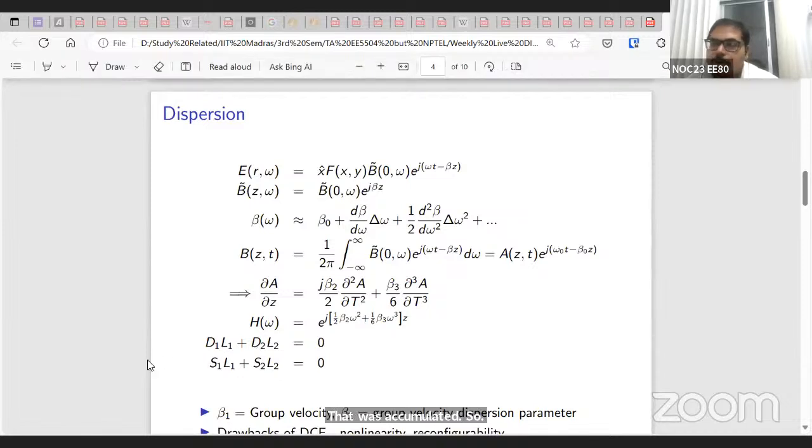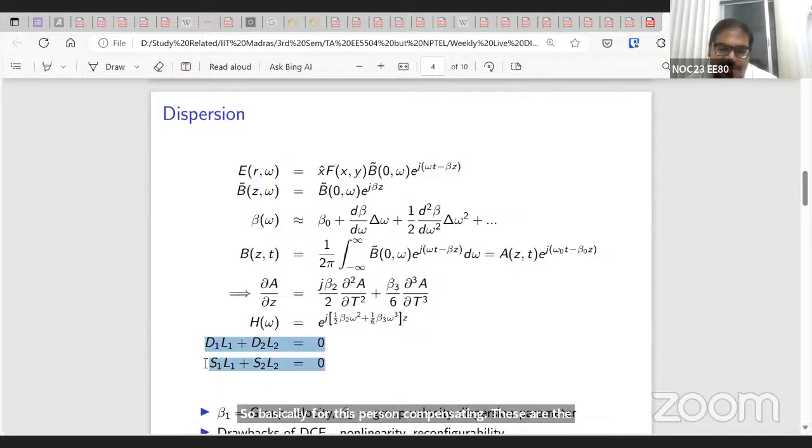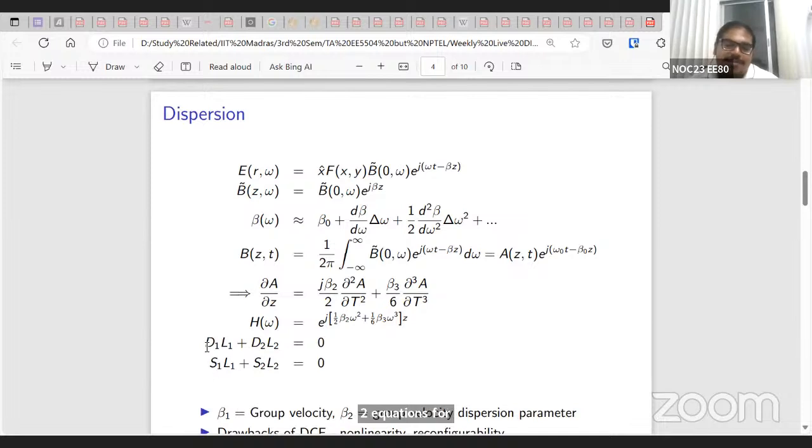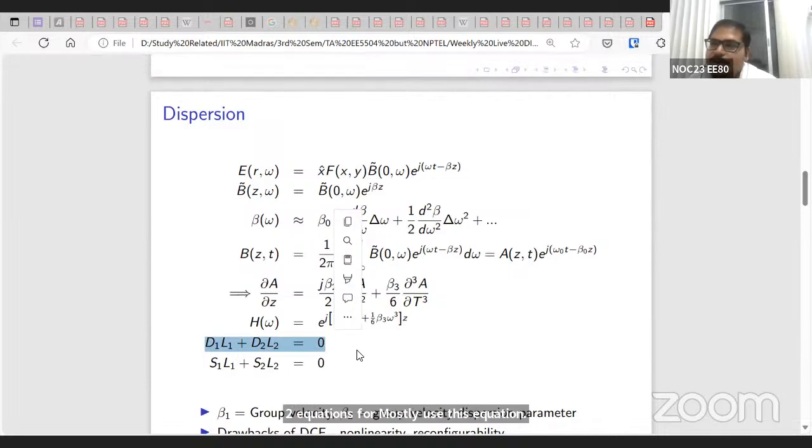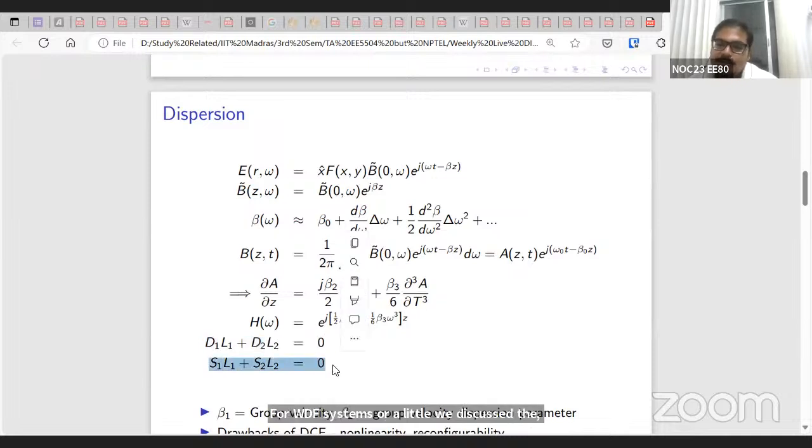Basically for dispersion compensating fiber, these are the two equations. For narrowband systems, we mostly use this equation. For WDM systems or a little wideband, we discussed an example case where this was the more suitable equation.